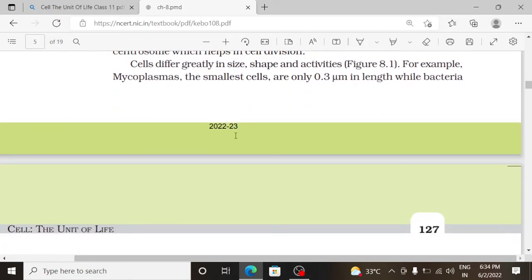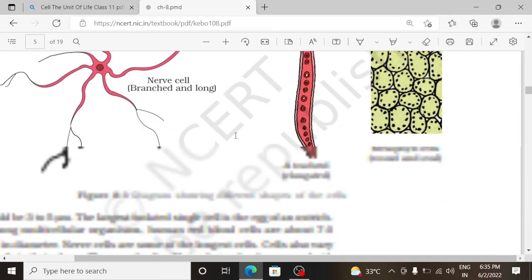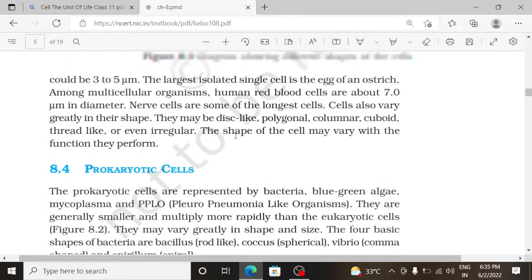Cells differ greatly in size, shape, and activities. For example, mycoplasmas, the smallest cells, are only 0.3 micrometer in length, while bacteria could be 3 to 5 micrometer. The largest isolated single cell is the egg of an ostrich. Among the multicellular organisms, human red blood cells are about 7 micrometer in diameter. Nerve cells are some of the longest cells.